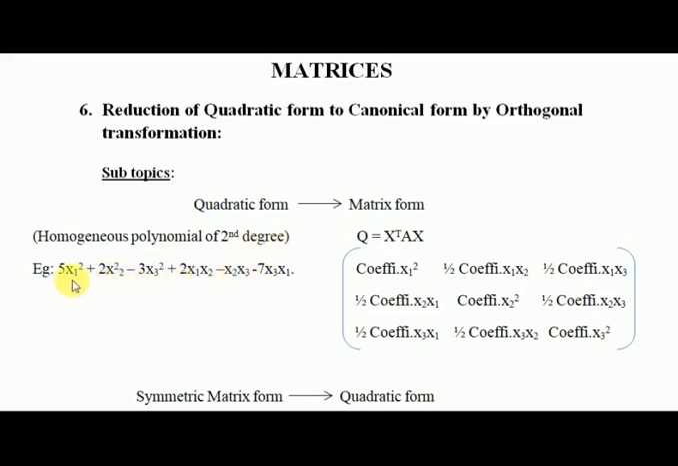If you observe three variables x1, x2 and x3, the power here is 2, so the degree is 2. And for the other three variables also, the power is 1 plus 1, 2. The total power is 2 and the degree is 2. So this is the example for homogeneous polynomial of second degree. If they give the quadratic form, then we need to convert that into matrix form by using this formula directly.